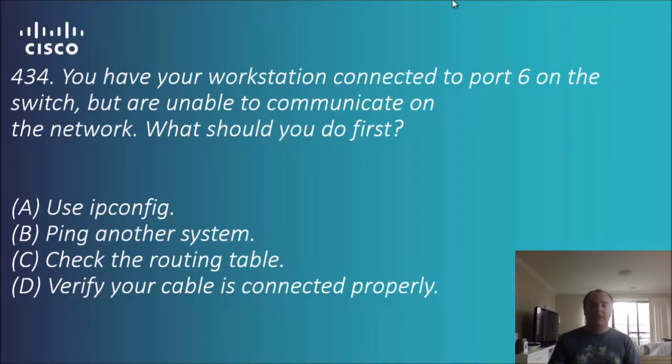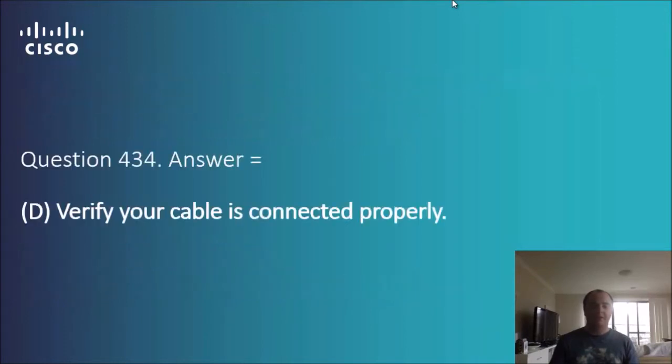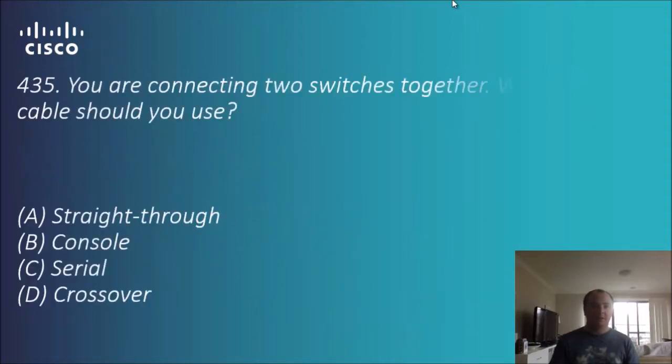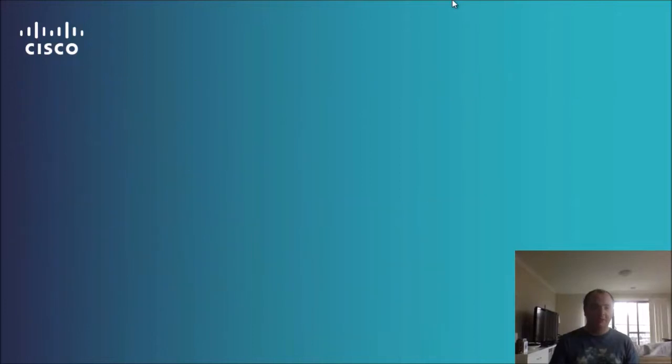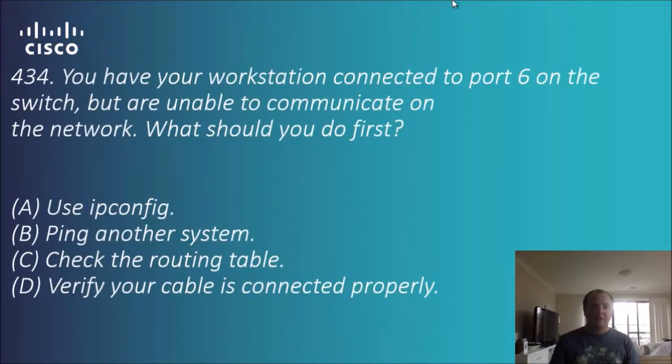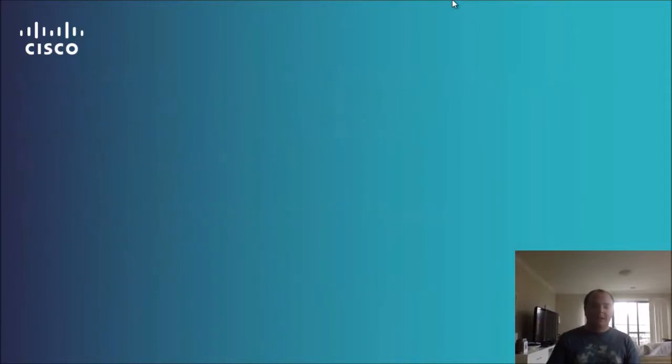434, you have your workstation connected to port 6 on the switch, but are unable to communicate on the network. What should you try first? IP config, pick another system, check the routing table, verify your cable is connected properly. The first thing with almost any troubleshooting would be the physical layer, which leads to D. Verify your cable is connected properly. Always good to double check that, and that's the first bit of troubleshooting that you would do, which is basically answering the question of what you should do first.